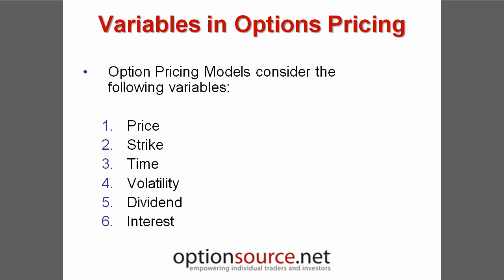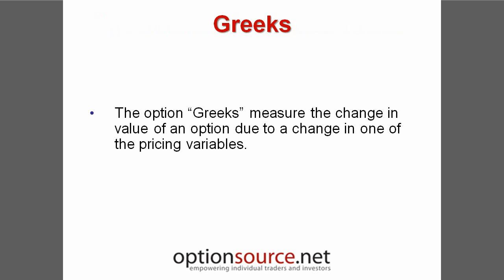Now, as a quick review of the last video, the variables in option pricing. The option price is determined by the price of the underlying, the strike price of the option, the amount of time until expiration, the volatility of the underlying, any dividends outstanding, and the current risk-free rate of interest. So why do experienced traders care about the option Greeks? It is because they are a valuable tool in predicting what will happen to the price of an option as the market variables change. This may seem difficult to comprehend at first, but option prices do not move exactly with the price of the underlying asset.